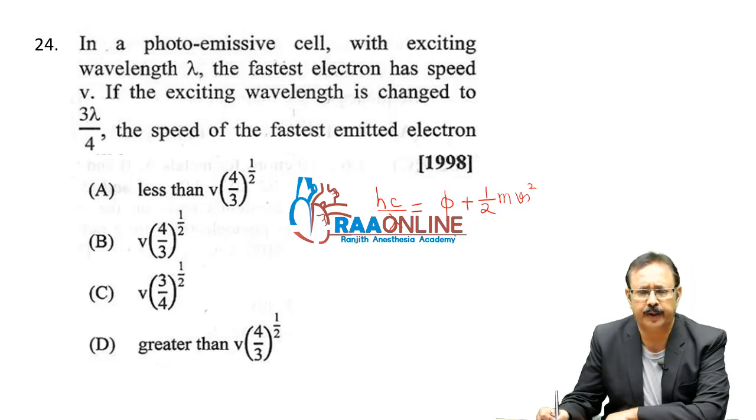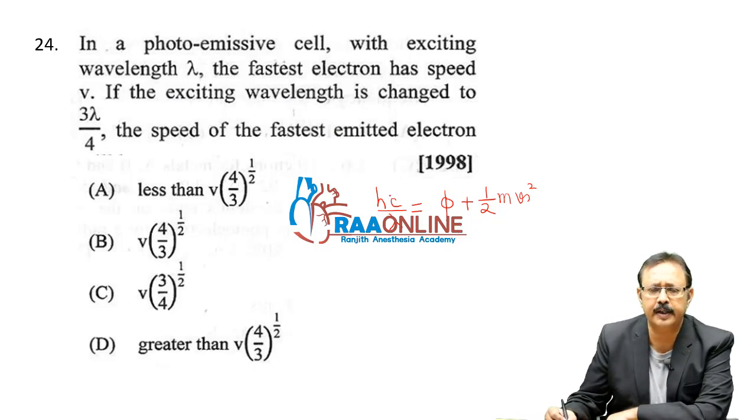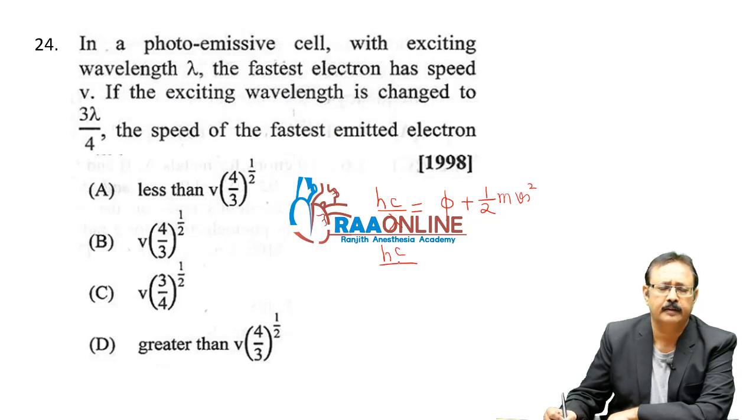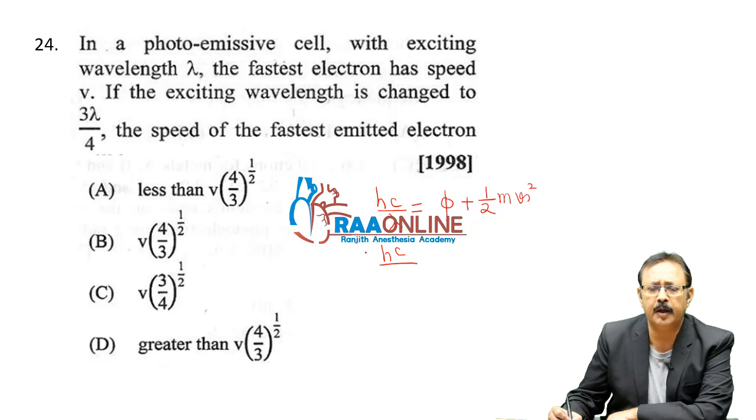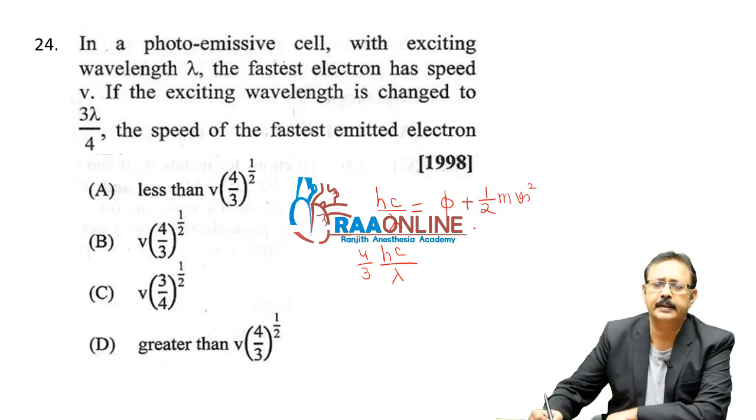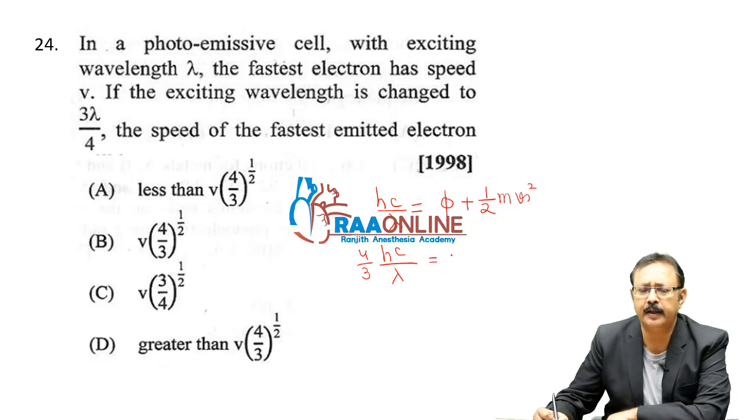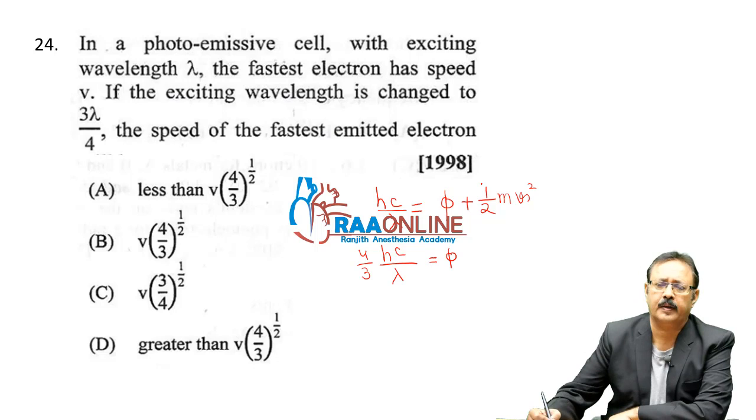Now what you are doing? You are increasing the input by decreasing the wavelength. Now you are using light of wavelength 3 lambda by 4, which means the energy becomes 4 by 3 of the earlier, but the work function part is the same.